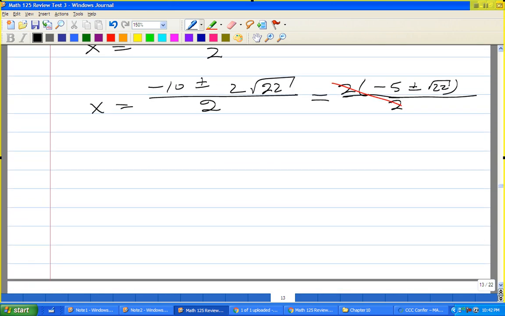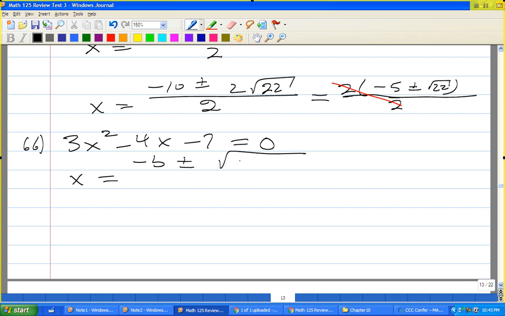Problem 66. Okay. 3x squared minus 4x minus 7 equals 0. Okay. So let's use the quadratic formula. Negative b plus or minus the square root of b squared minus 4ac all over 2a.